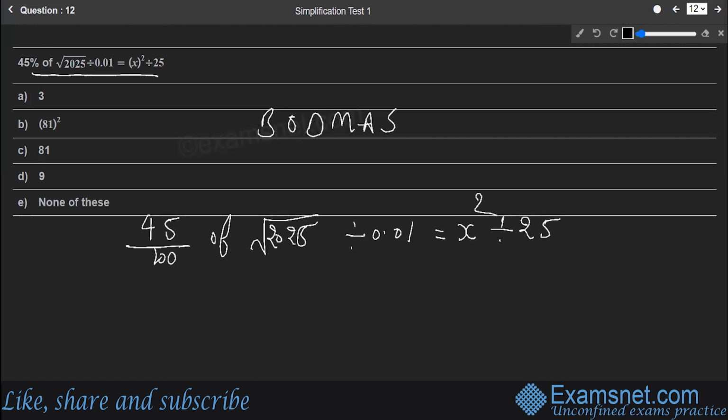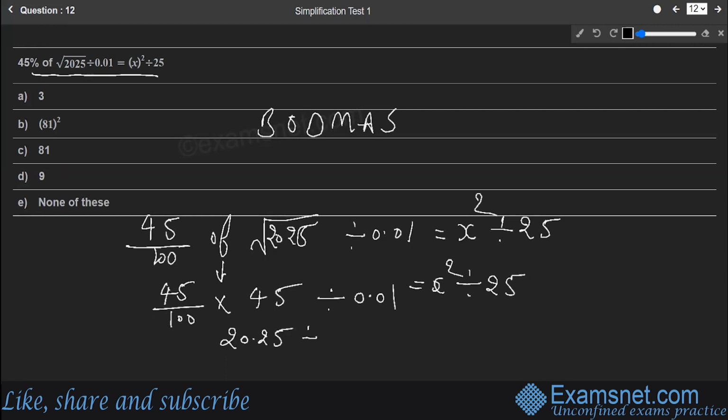Now let us try to solve this. Yes, there is an of thing involved. So for of, we'll write the multiply sign. So it's going to be 45 by 100 into the root of 2025. Under root of 2025 is nothing but 45 only. This we can solve easily. Divided by 0.01, is equal to x square divided by 25. So the next part is we can obviously divide this. It's coming out to be 20.25 divided by 0.01 is equal to x square divided by 25.